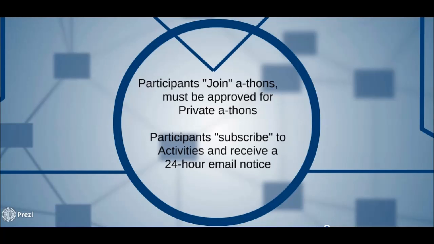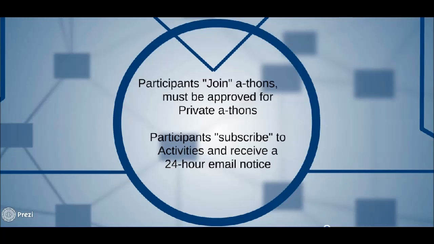If you elect to make your A-thon private, whenever someone tries to join, you will get an email notification and you will need to log in and review their request. If you approve, they will be allowed to join. If you reject, the join request will be deleted. In either case, the requester will be notified by email of your decision. Participants don't join activities, they subscribe, which will generate an email notification 24 hours in advance of the activity date. They can unsubscribe at any time if they don't want the notification.